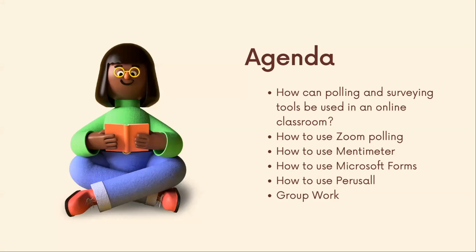Then we have our agenda. So we're going to briefly cover just how you can use polling and surveying in an online classroom. Then we're going to go through demonstrations. The first one is, how do you use Zoom polling? How do you use Mentimeter? Mentimeter is a surveying and polling tool that's similar to Kahoot, but it's very easy. Anyone with a cell phone or a computer can easily access the poll.